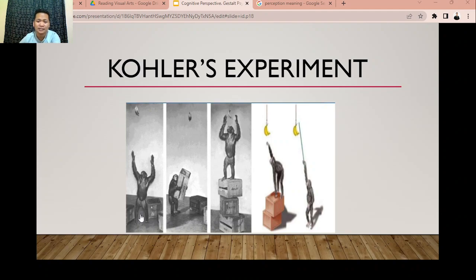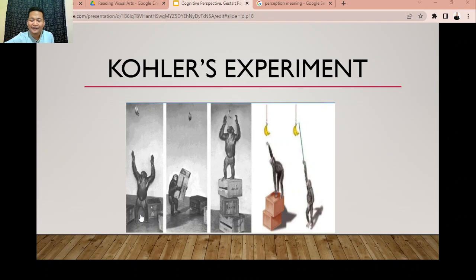So when the experiment was repeated, Sultan joined the two sticks and solved the problem immediately. So na-realize niya, oh, pwede ko palang pagdugtungin yung dalawang sticks para makuha ko. Next experiment, ginawa ulit yung dalawang sticks, banana. Alam niya na kaagad kung anong gagawin niya. Bakit? Nagkaroon siya ng insight, no? From his situation and from the objects given doon, nag-come up siya ng solution. So he was able to discover kung paano makuha yung banana.